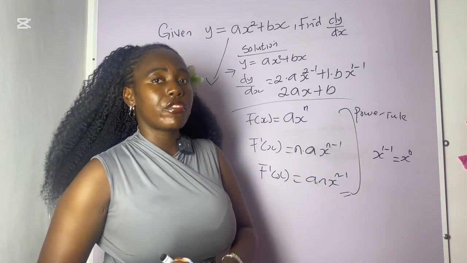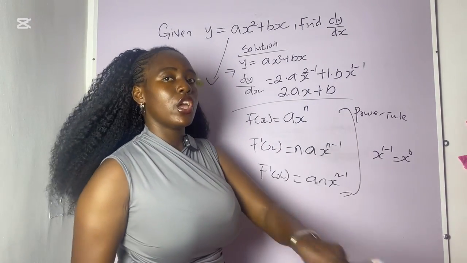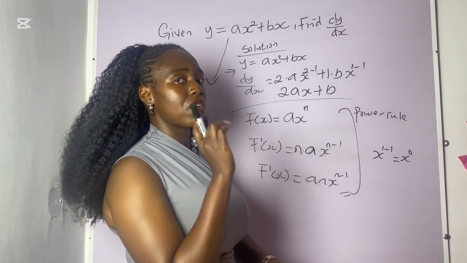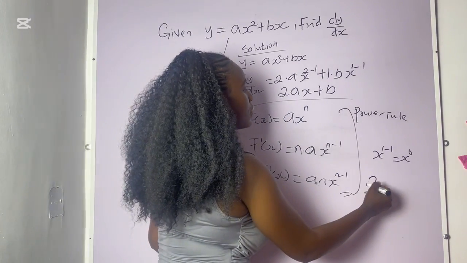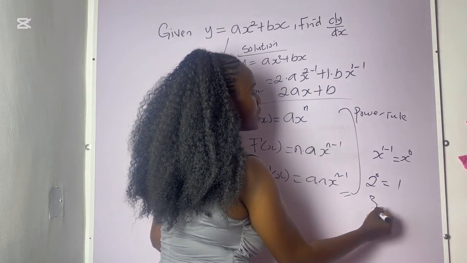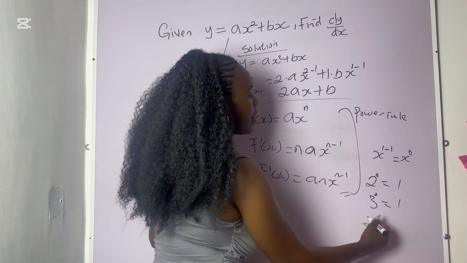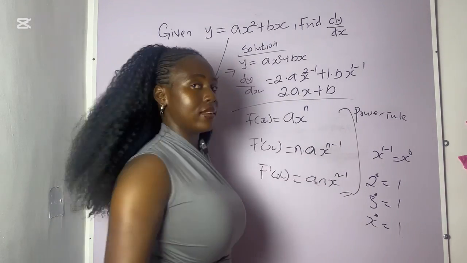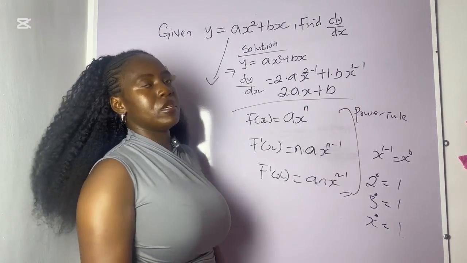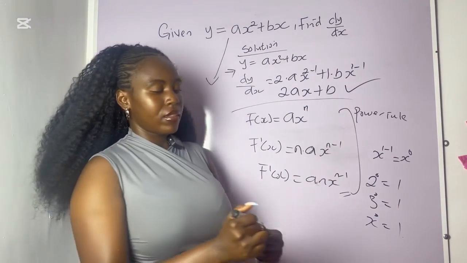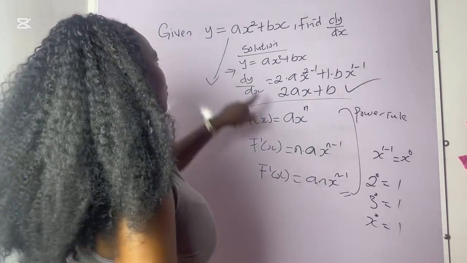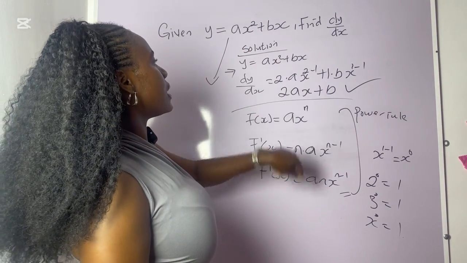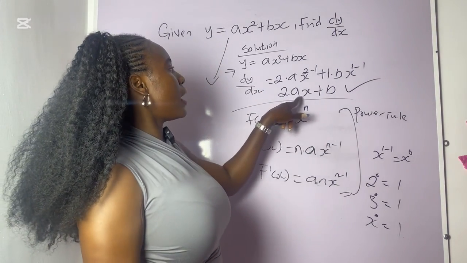And based on the law of indices, x to the power of 0 is 1. Any number to the power of 0 is 1. 2 to the power of 0 is still 1. 3 to the power of 0 is still 1. A variable x to the power of 0 is 1. So we have 1 times b, which is b. So this is our final answer. The derivative of ax squared plus bx, dy/dx, is 2ax plus b.